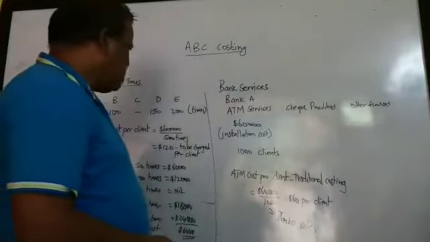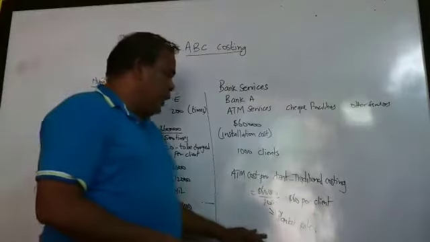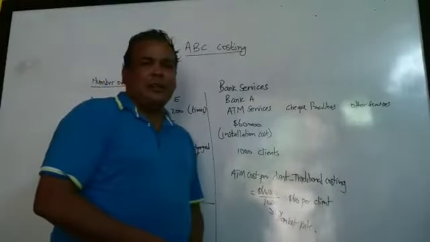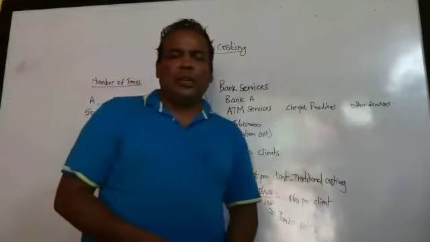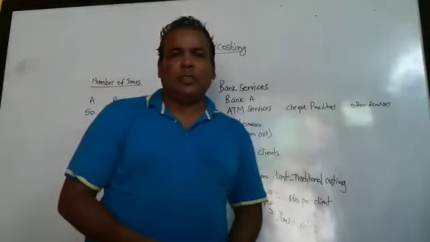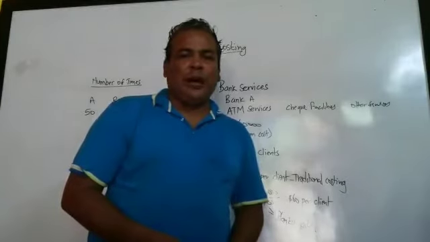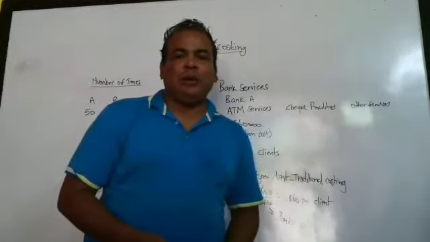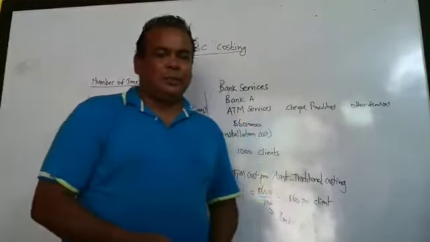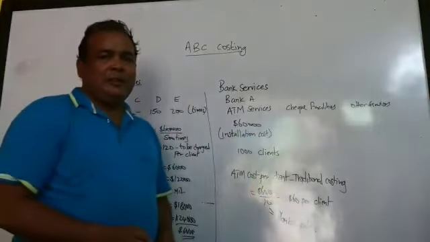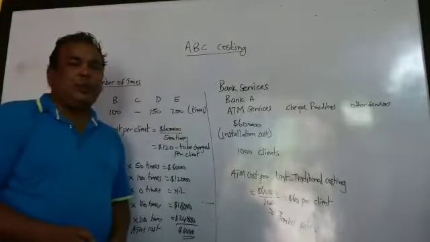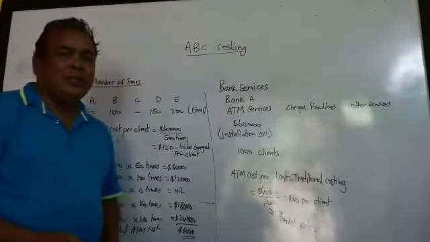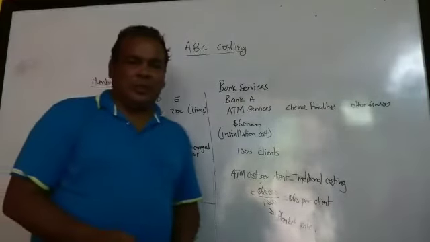Now, if you have to calculate the cost per client accurately, without creating any discrimination, we have to use activity-based costing. That is, we can calculate the cost per client accurately depending on the number of times the client is using the ATM service.